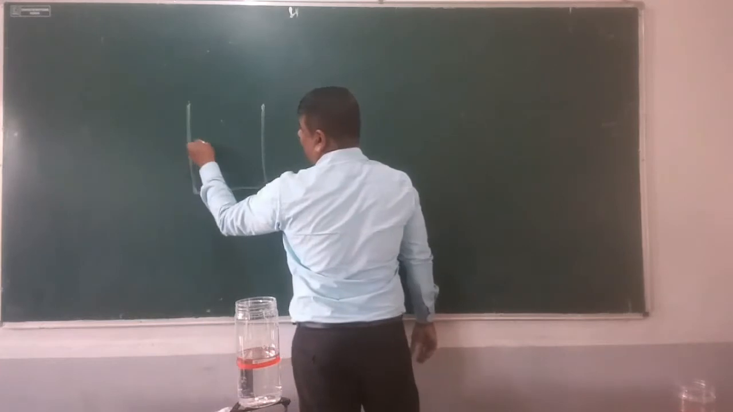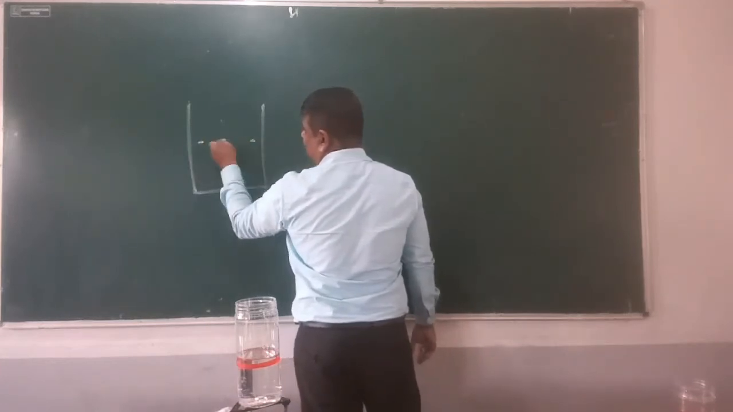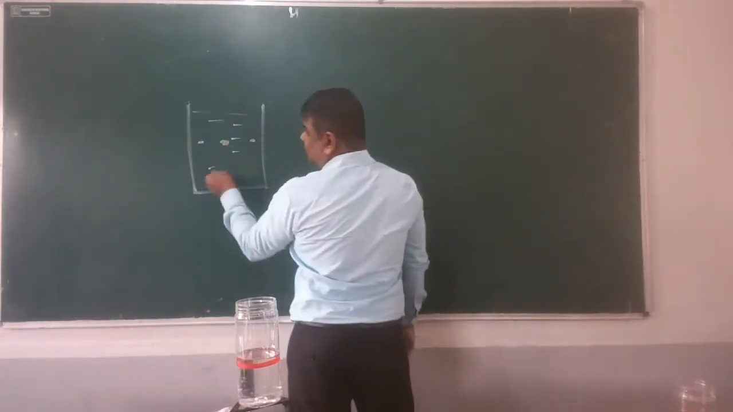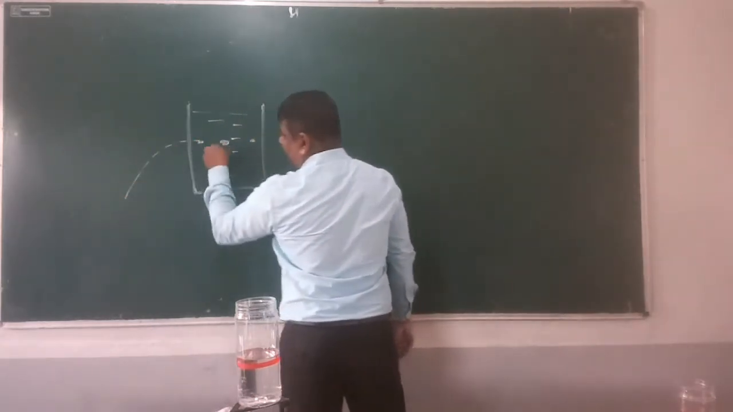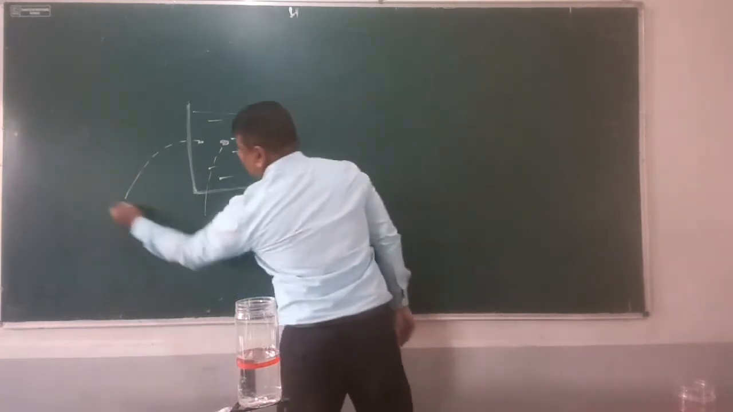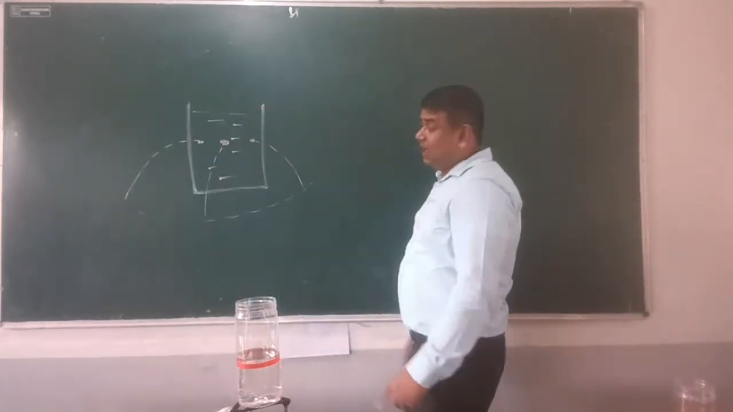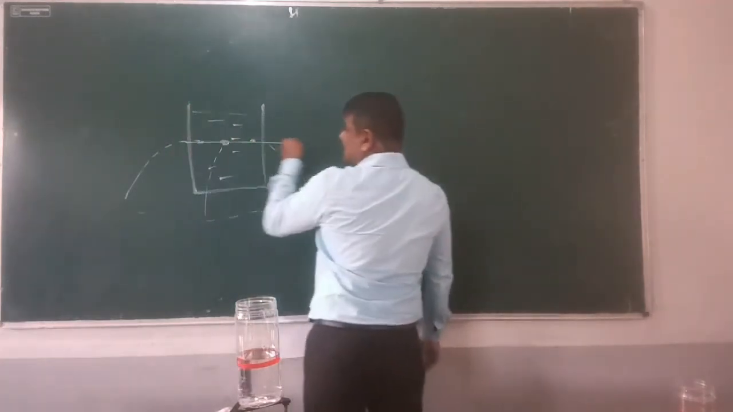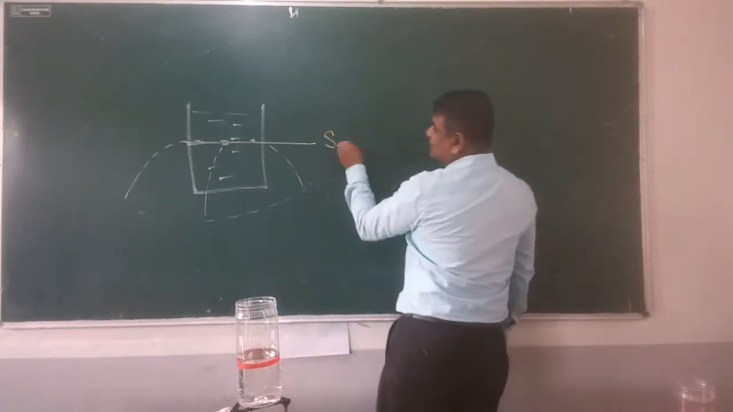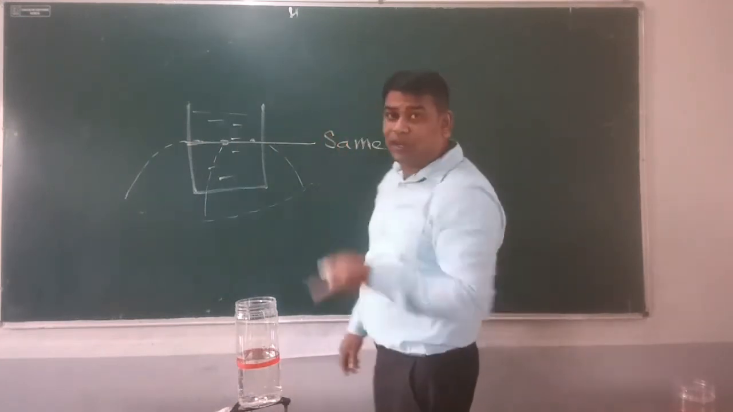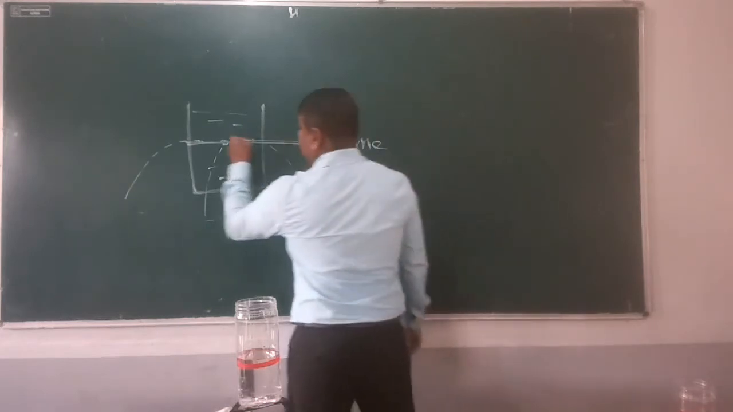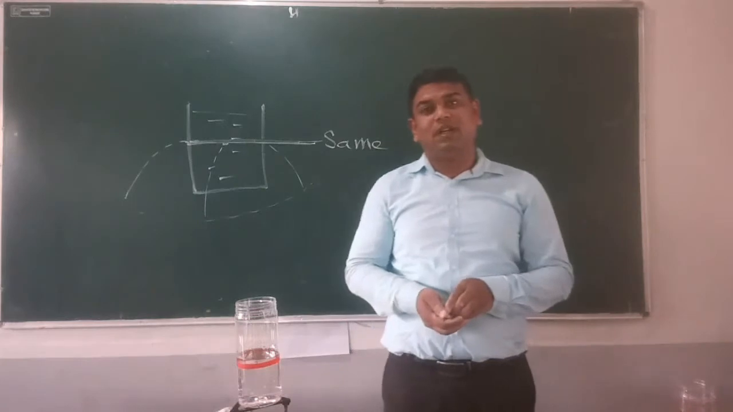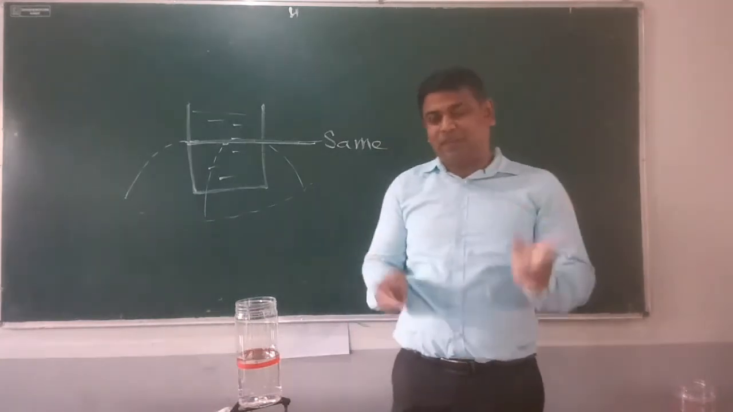When we fill water into a container which has holes at the same level, the water shoots out the same distance, equal distance. And it proves one fact: liquid pressure at the same level is the same. In a liquid, pressure at the same level is the same. That is the second conclusion. Then let's move on to the third experiment.